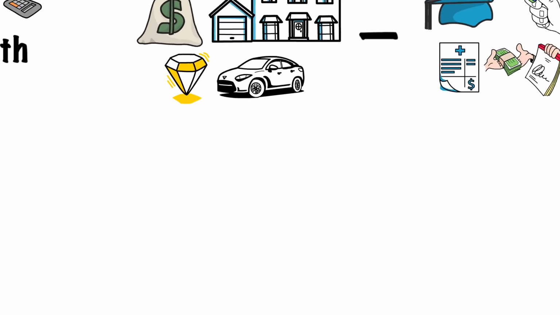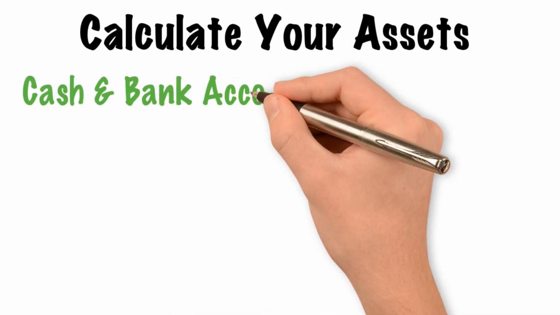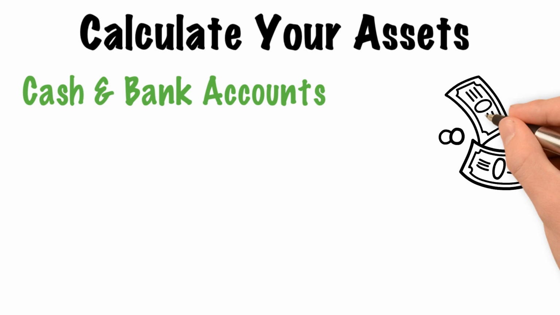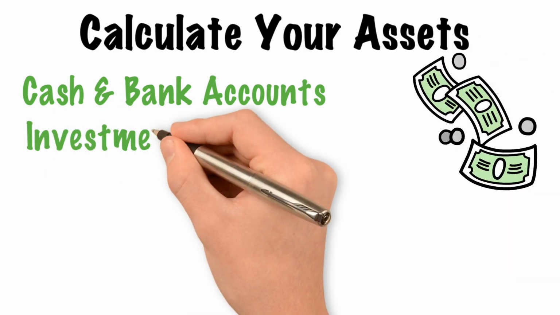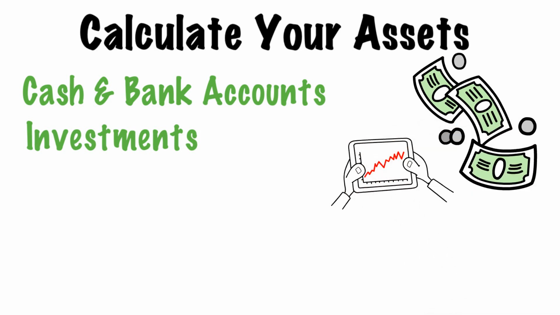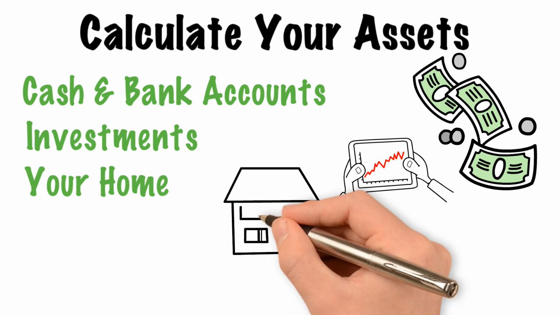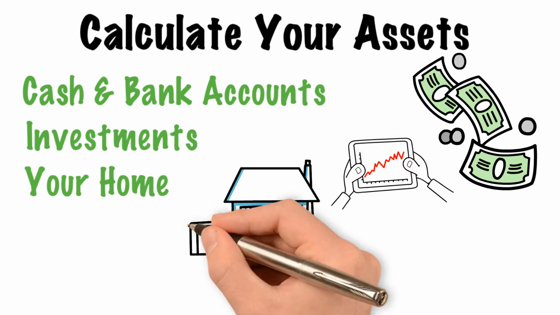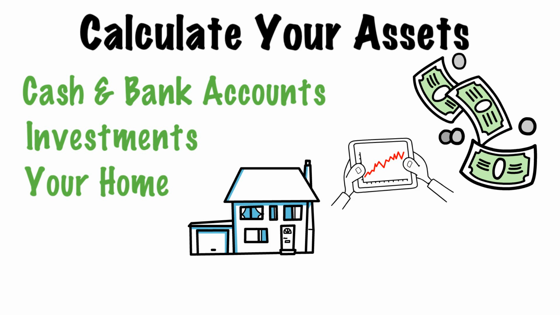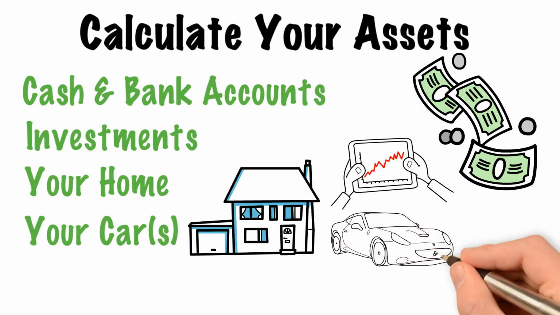Let's take a closer look. To calculate your net worth, you'll want to start by listing out all of your assets. This includes cash and bank accounts: checking, savings, cash on hand. Your investments, so stocks, bonds, retirement accounts like your 401k and IRA, real estate, crypto, and so on. Your home: if you own a house, you want to take the current market value of your home. You can use something like Zillow to estimate this. Your car, same thing. You can use Kelley Blue Book to estimate the current value of your car.